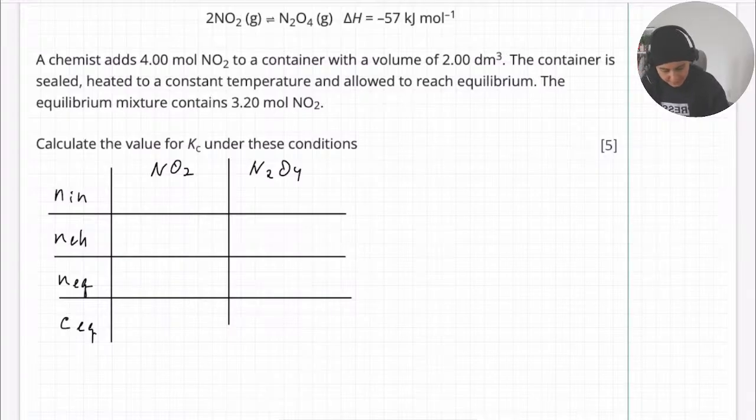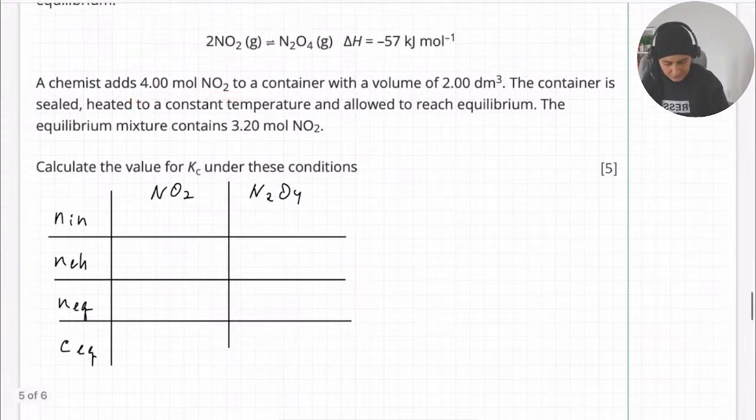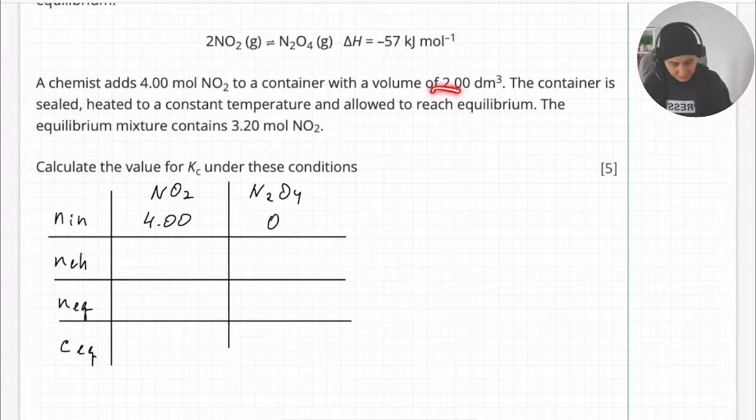Okay, what do we know? Now we go through the text. So we have 4 moles of NO2, that's initial moles. N2O4 is not mentioned, so we assume it's 0. What else do we know? The volume, I will highlight it so that I don't forget about it later. Then the container is heated. Okay, at equilibrium, mixture contains 3.2 moles of NO2. So this goes here, moles at equilibrium for NO2. And now I find the change. So I know initial moles, I know equilibrium moles. So what's the change? Minus 0.8.